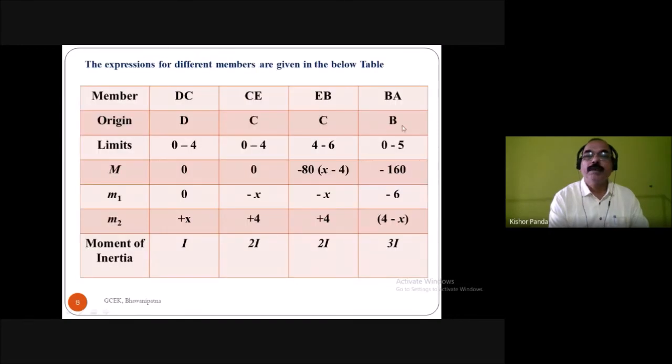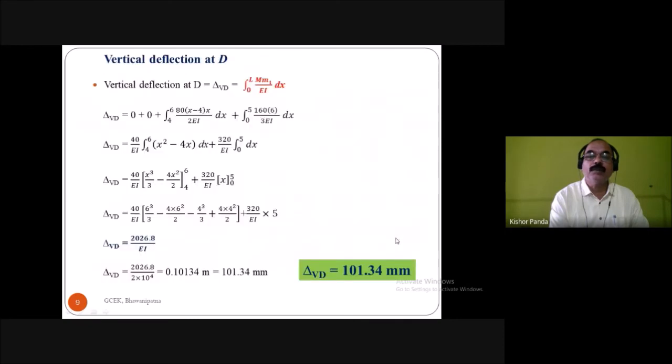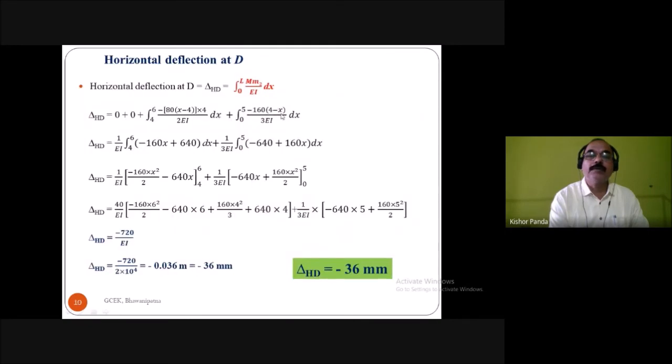Plus for BA, the integration limit is 0 to 5, and capital M is minus 160, and small m2 is 4 minus x, and the moment of inertia is 3I. So put here minus 160 (4 minus x) by 3I into dx. After taking the integration of this expression, you will get delta HD equal to 1 by EI [minus 160 into x square by 2 minus 640x] with limit 4 to 6, plus 1 by 3I [minus 640x plus 160 into x square by 2] with limit 0 to 5.